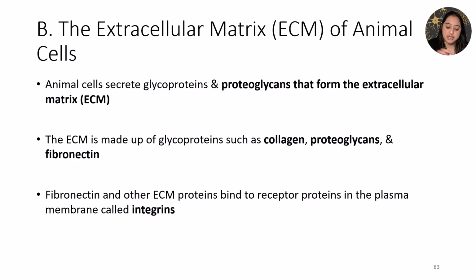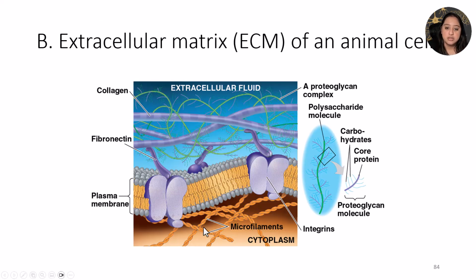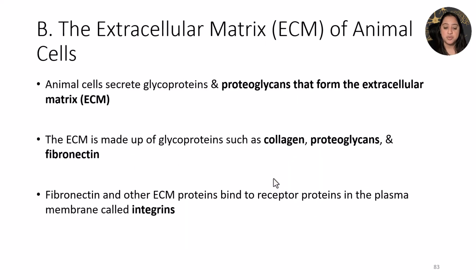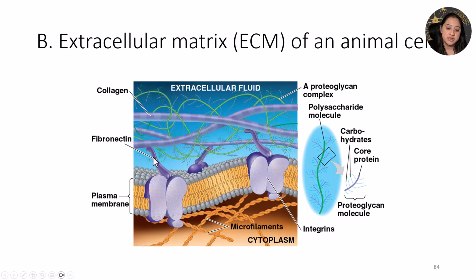So the cytoskeleton kind of binds a few proteins in the plasma membrane. And then the extracellular matrix can bind to proteins also in the plasma membrane. So they're kind of stabilized on either side. Fibronectin and other proteins bind to receptor proteins in the plasma membrane. So this is fibronectin, a protein. So it kind of helps anchor these fibers in place.